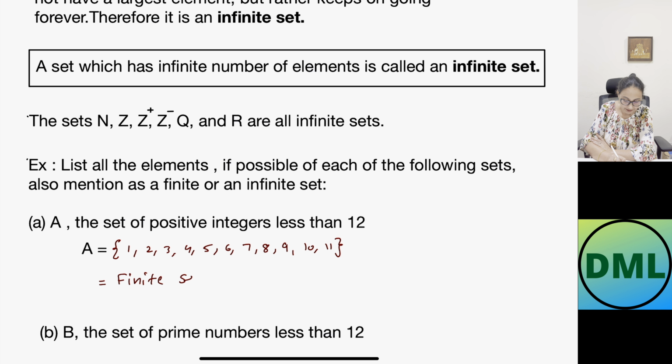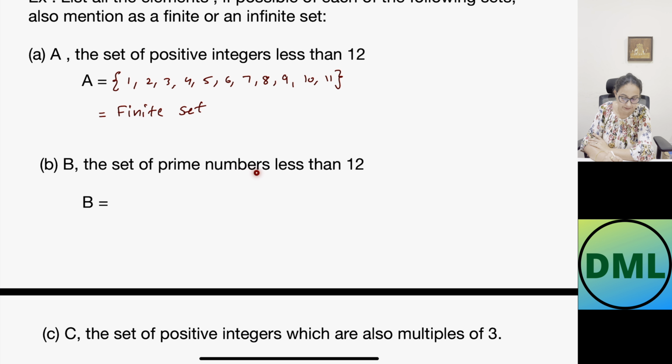Let's see the second example here. B, the set of prime numbers less than 12. We have to write down the prime numbers less than 12. Is 1 a prime number? No, right? 1 is not a prime number. Let's write down the elements in the set. 2 is a prime number. Next prime number is 3. Next is 5. Next is 7. Next is 11. This is my finite set. I can count the numbers: 1, 2, 3, 4, 5. There are 5 elements inside the set. This is also a finite set.